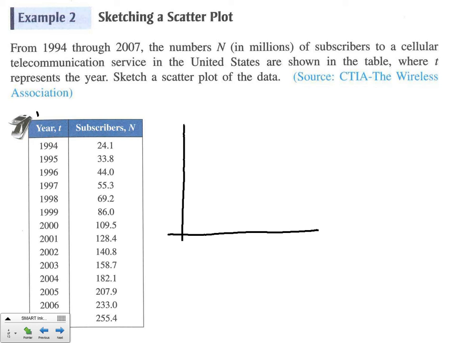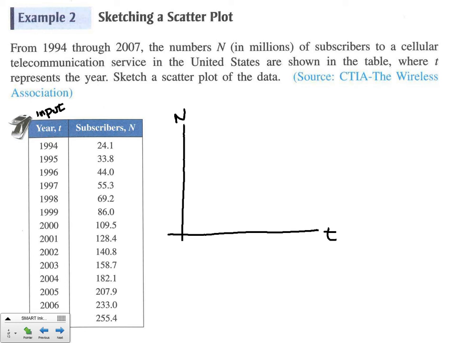The input is the year. That's what we say, okay, in 96, what happened? So that's going to be on our x-axis. So we're going to have t on our x-axis and n on our y-axis. So labeling our axes, very important, first thing we want to do.